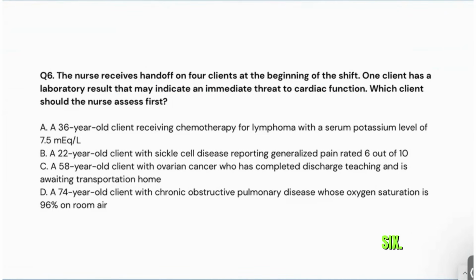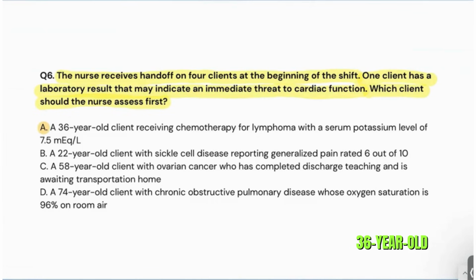Let's go to question number 6. The nurse receives handoff on 4 clients at the beginning of the shift. One client has a laboratory result that may indicate immediate threat to cardiac function. Which client should the nurse assess first?